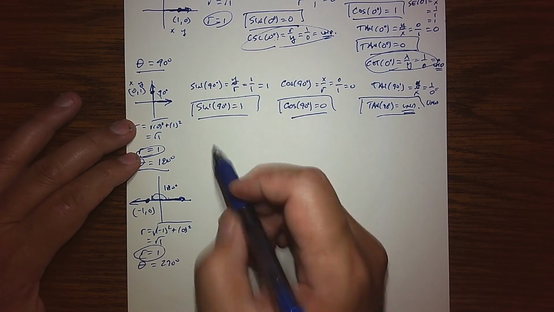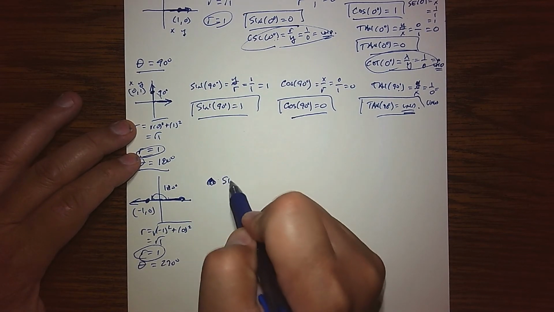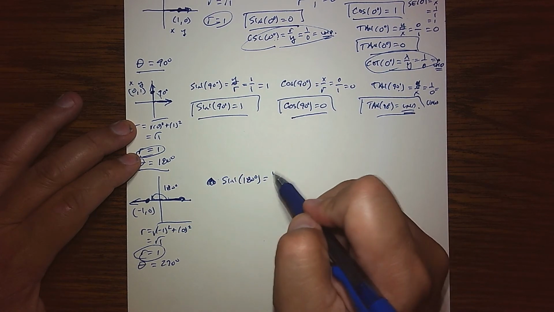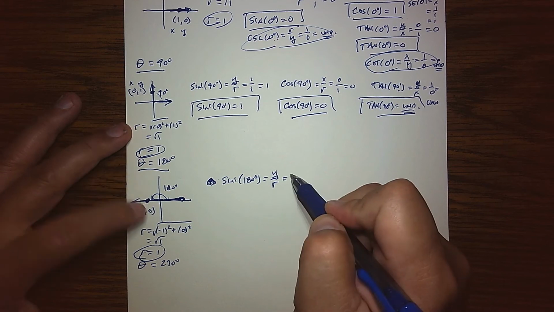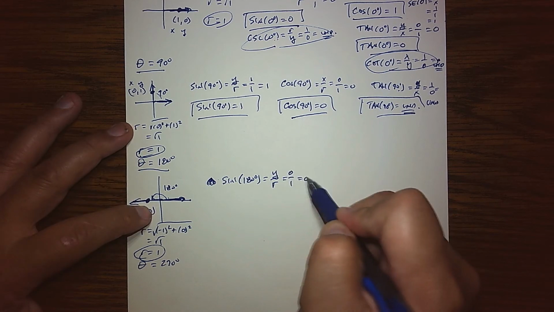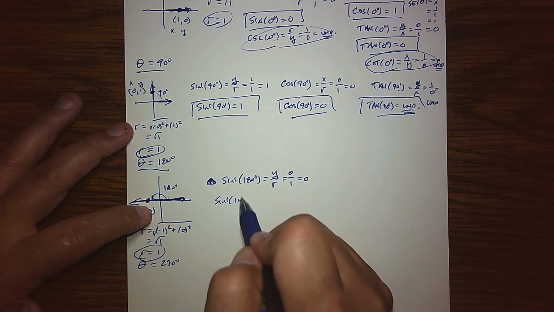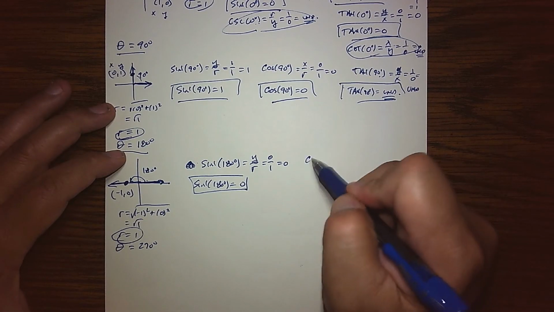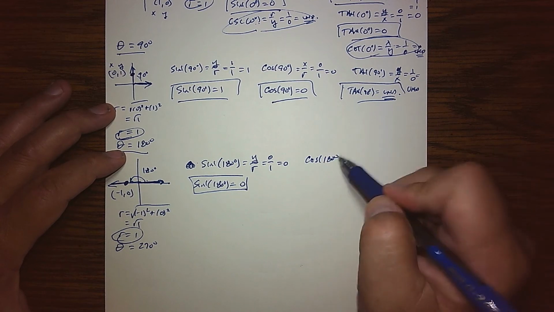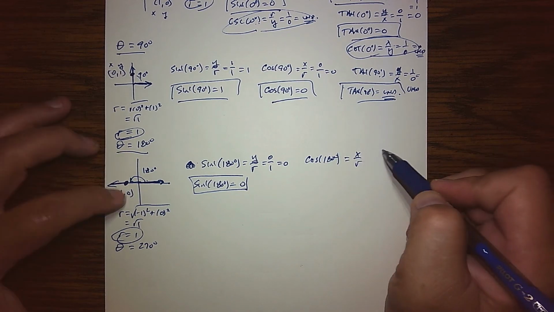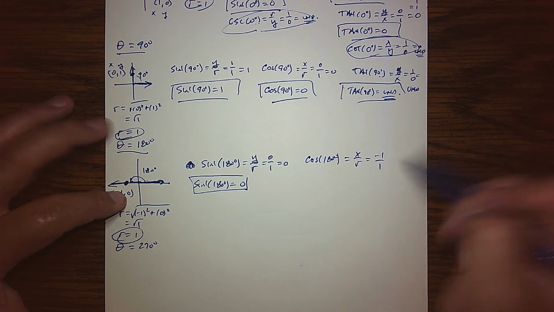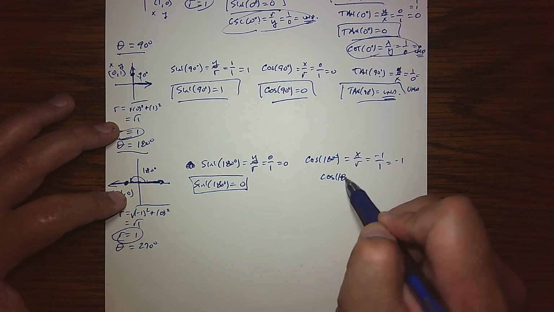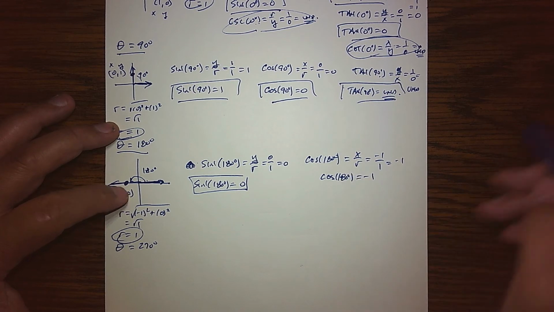And so using my definition, let's do sine first. The sine of 180 degrees, again, is y over r. In this case, y is 0, r is 1, we get 0. So the sine of 180 is 0. The cosine of 180 degrees, well, that's x over r. From my picture, x is -1, r is 1, we get -1. So the cosine of 180 degrees is -1.